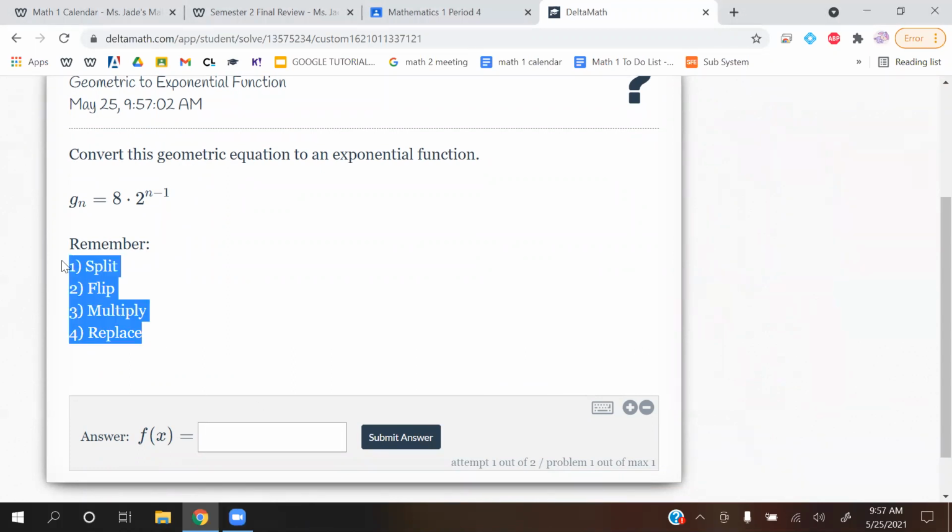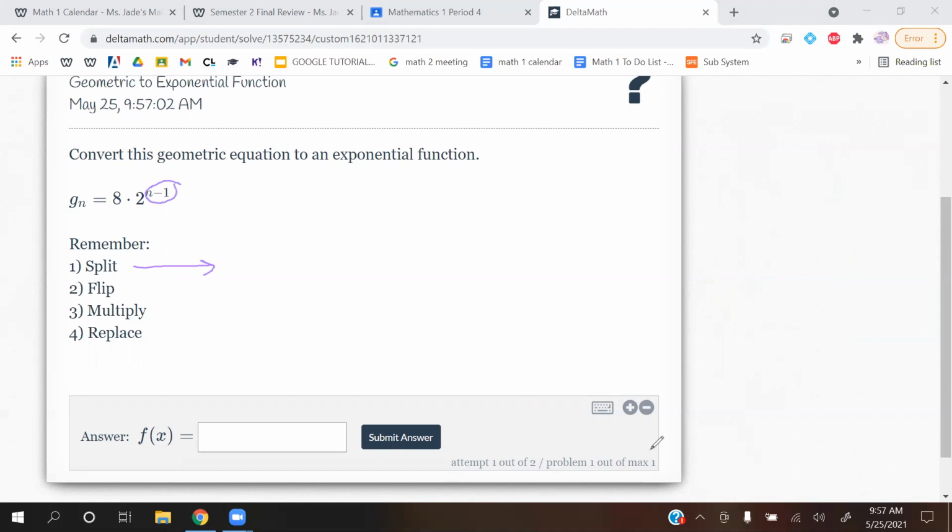So we're going to do exactly that. Remember these rules: split, flip, multiply, replace. These are the rules that we had in our lessons like a long time ago. And so we're going to follow those rules. So the first step is split. So what are we splitting? We're going to split this n minus 1 into, well, I'll just show you. We have g sub n is equal to 8 times 2 to the power of n.